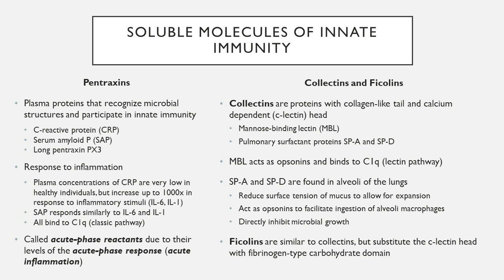Next up, we have collectins, which are proteins with a collagen-like tail and a calcium-dependent C-lectin head. We've already mentioned one of these before, mannose-binding lectin, which is involved in the lectin pathway of complement. Two other popular ones are pulmonary surfactant proteins, SP-A and SP-D. SP-A and SP-D are found in the alveoli of the lungs. They help reduce surface tension of mucus to allow for expansion. FYI, they reduce surface tension, therefore they are called surfactants, hence the SP-A and SP-D. They act as opsonins to facilitate ingestion by macrophages present there, and they also themselves directly inhibit microbial growth.